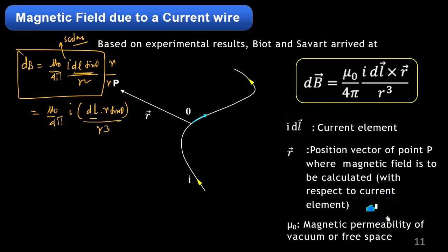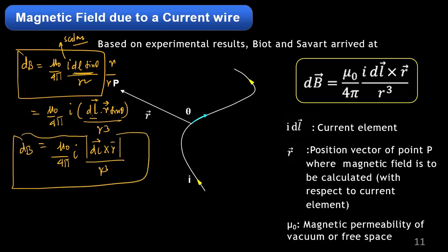Now dl is one vector, r is one vector, so a cross b is the formulation. Instead of writing dl r sine theta in the numerator, I can write dl vector cross r vector. But since I am using the magnitude, I have to write the mod part divided by r cube. So that is the dB value obtained from the Biot-Savart law in the form of cross product. In order to find the direction, I have to follow the dl cross r direction. The numerator is the cross product value, so I take the mod of that cross product, and to find the direction, I follow dl cross r.